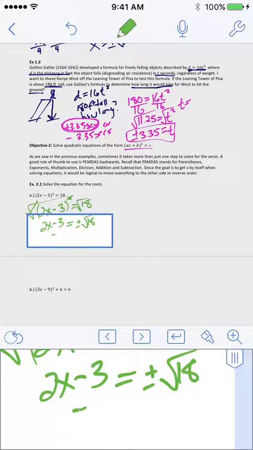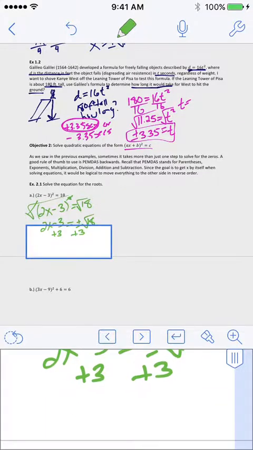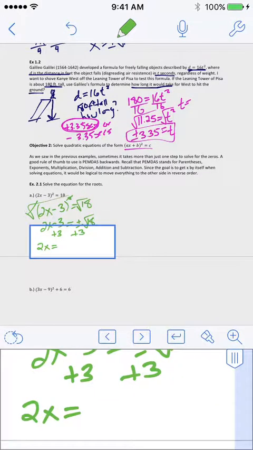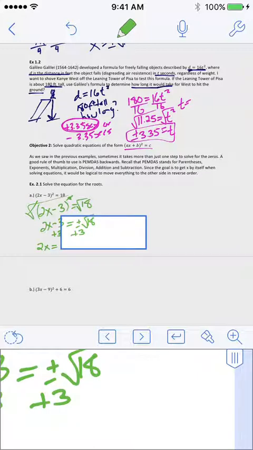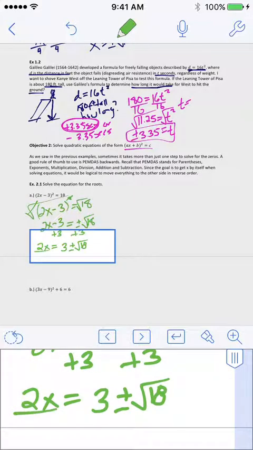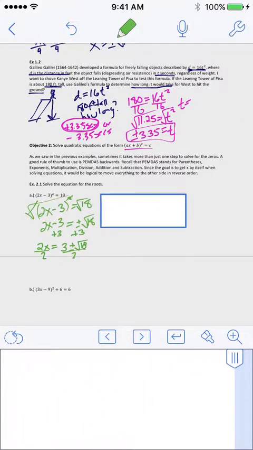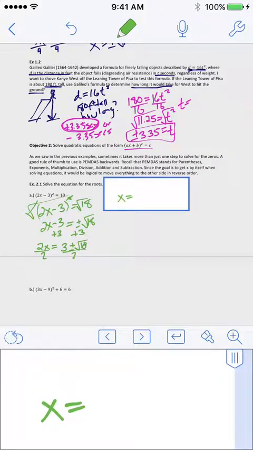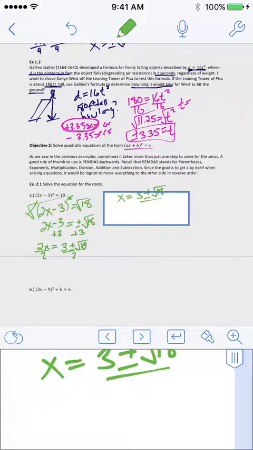Next I'm going to solve for x. So I'll add 3 to both sides. I get 2x is equal to, now those two I actually can't combine, right? That's a radical expression now. I have a 3 and a root 18, so I can't actually combine those. So I'll just put 3 plus or minus root 18. And then the very last thing, I'll divide both sides by 2. So I have x equals 3 plus or minus the square root of 18, over 2.